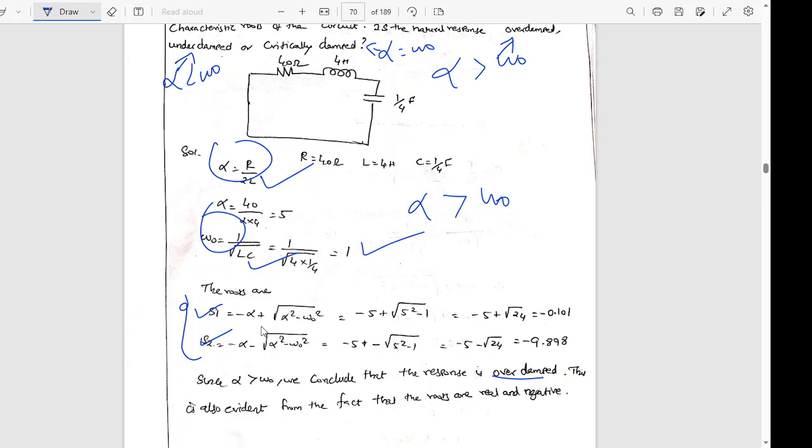S1 is equal to minus alpha plus root of alpha squared minus omega naught squared. Substituting the values of alpha and omega naught, we get minus 0.101. And S2 equals minus alpha minus root of alpha squared minus omega naught squared. Substituting the values we calculated, we get minus 9.898.